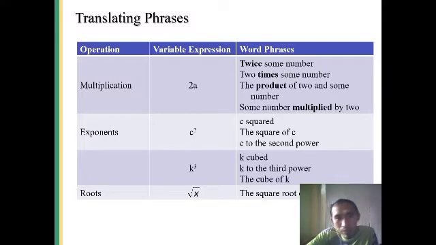Another one, multiplication, the exponents and the roots. We have 2a, c squared, k cubed, and square root of x. So we have twice a number, 2 times some number, the product of 2 and some number, multiplied by 2. Then c squared, the square of c, c to the second power. K cubed, k to the third power, the cube of k, and the square root of x.